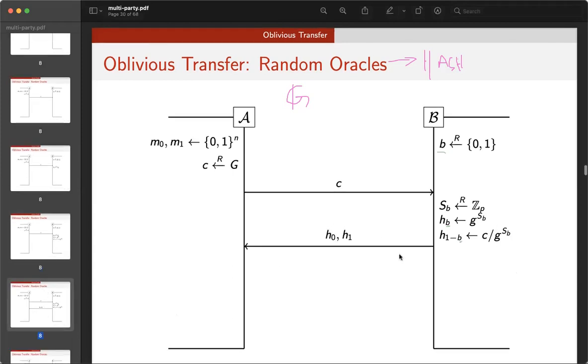Bob sends H0 and H1 back. So depending on whether Bob chose 0, then HB is H0, and H1 minus B is H1. So if Bob chooses 0, then G to the SB is H0, and C divided by G to the SB is H1. If Bob chose bit B to be 1, then B becomes 1, and H1 is G to the SB. And then H of 1 minus 1, or H0, is this value. So that's an important part of notation.